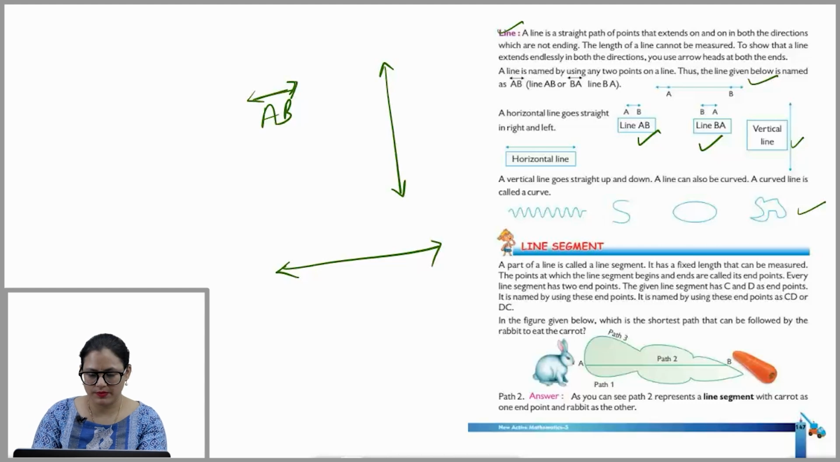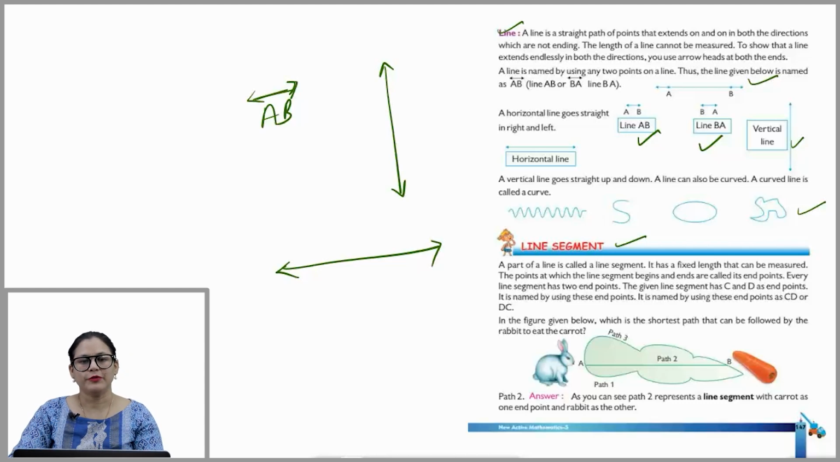Next, line segment. A part of a line is called a line segment. It has a fixed length that can be measured. The points at which the line segment begins and ends are called its endpoints. Every line segment has 2 endpoints. The given line segment has C and D as endpoints. It is named by using these endpoints as CD or DC.